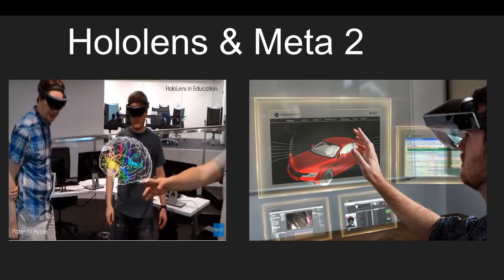And then the HoloLens and the Meta 2 are both augmented reality headsets that are either available or in the prototyping stage and getting close to being commercially available, in the case of the Meta 2. Here are a couple examples of what you could do with it.